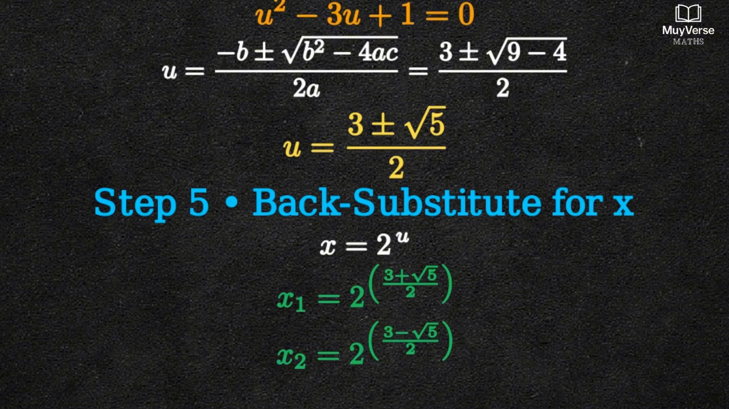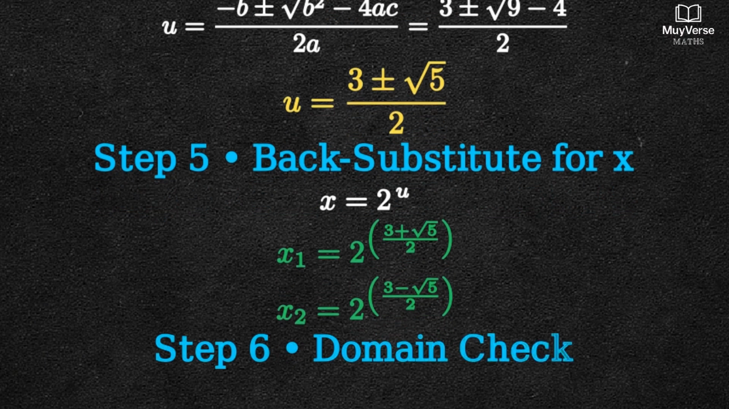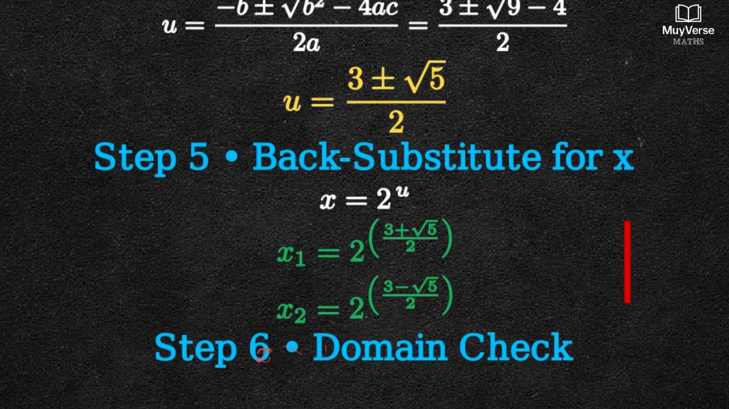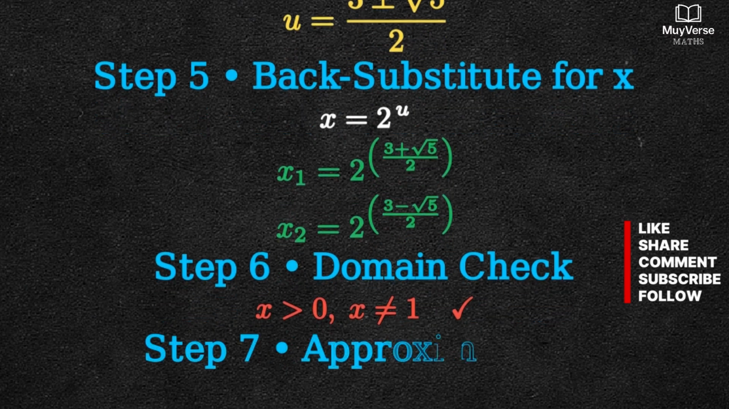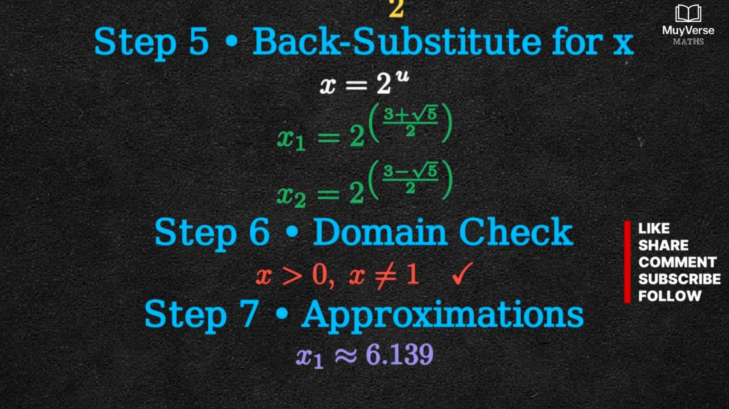Step 6. Domain check. For both logs to exist, x must be positive and not equal to 1. Our two values are positive powers of 2, so both are valid, and neither equals 1. Step 7. Compute useful approximations. x sub 1 is approximately 6.139. x sub 2 is approximately 1.303.